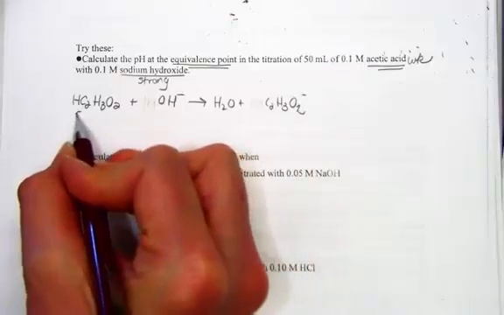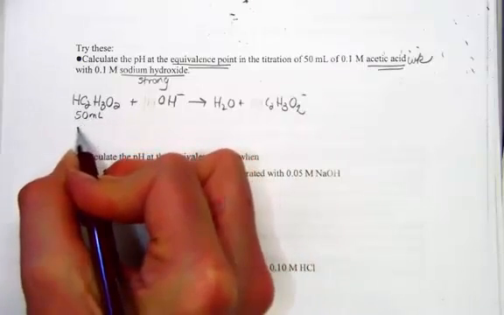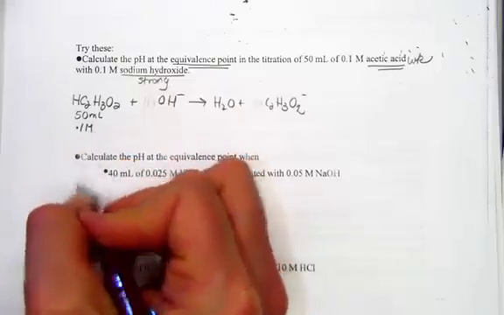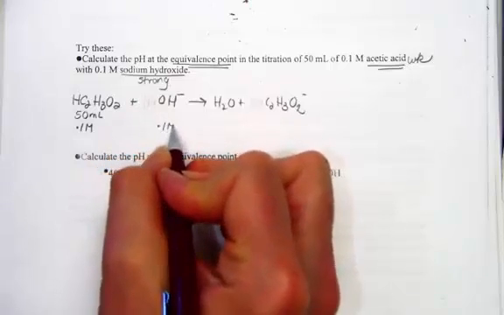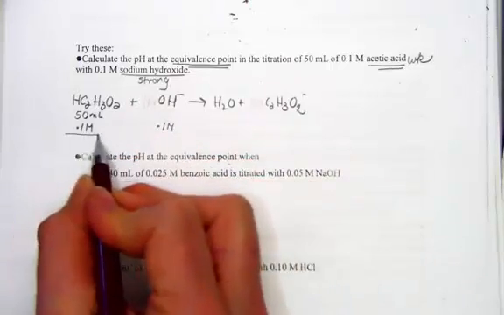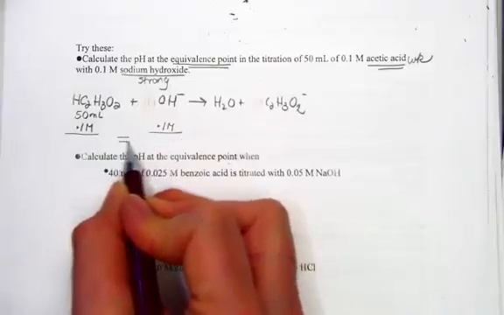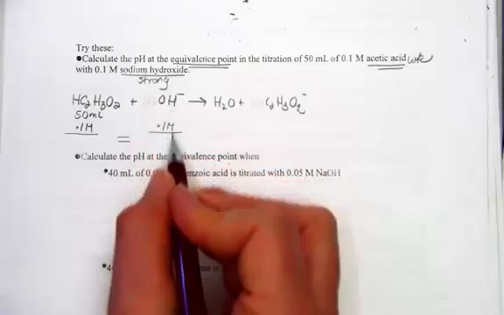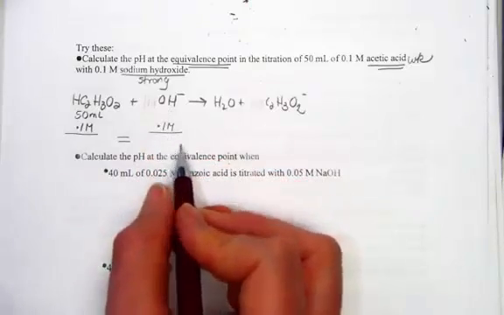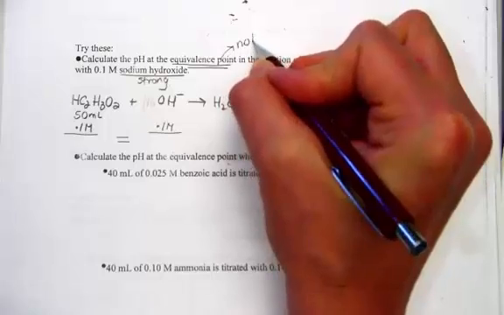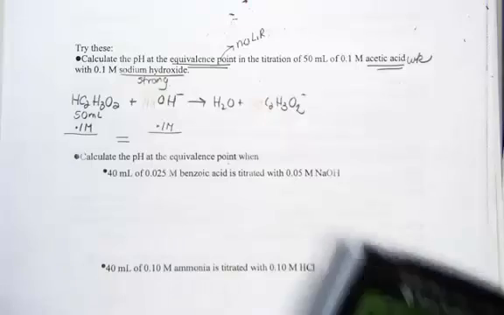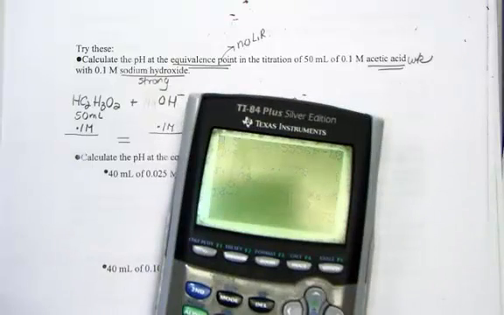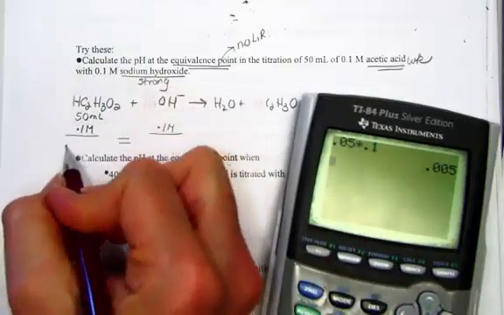Let's keep track of what we know. If we have 50 mils of the weak acid, its concentration is 0.1 molar. The concentration of the base is also given as 0.1 molar. The very definition of the equivalence point is the number of moles of acid equal the number of moles of base. There is no limiting or excess reagent. Both are equally consumed. So when I think about the number of moles, I would simply hit 0.05 times 0.1 is 0.005.